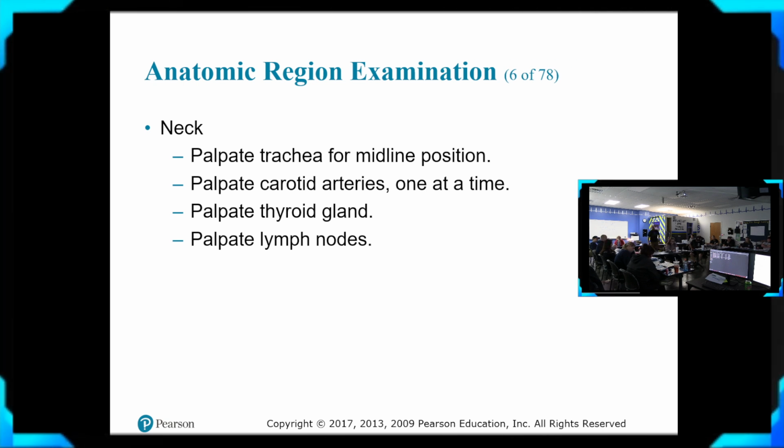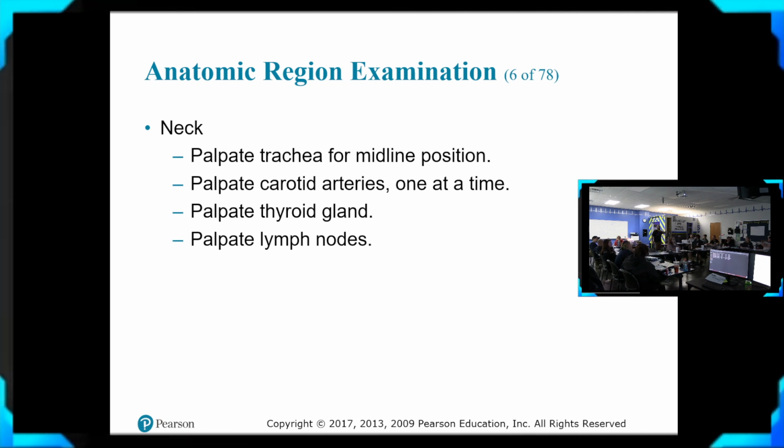Palpate the trachea for midline, make sure it's midline and there's no deviation left or right. If it's deviated to the left, what do we have? If the trachea is deviated left, what is our first inclination to look at? On what side? Correct, opposite side. If it's deviated right, first thought process is tension on the left.